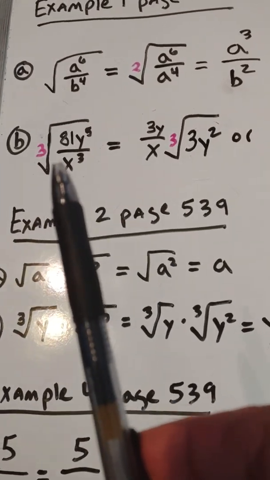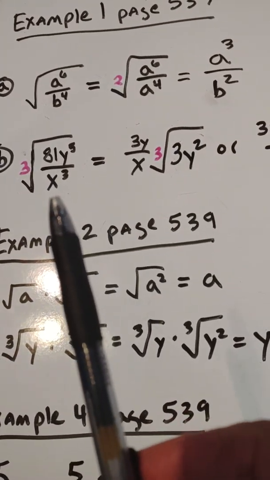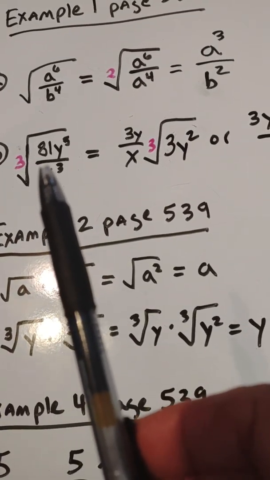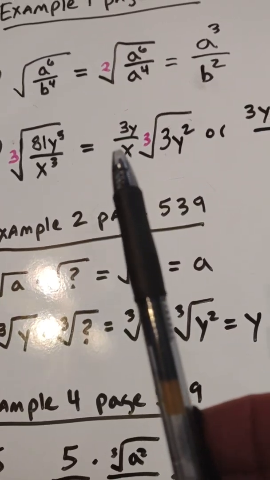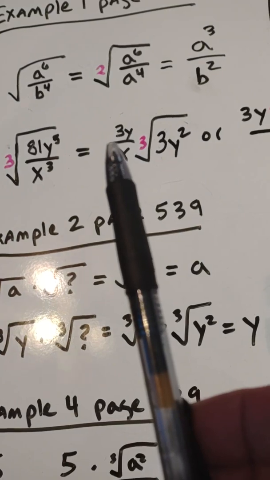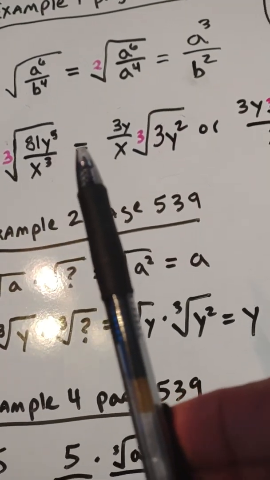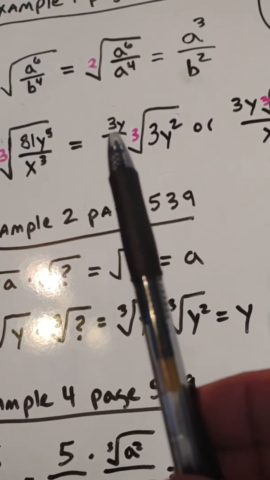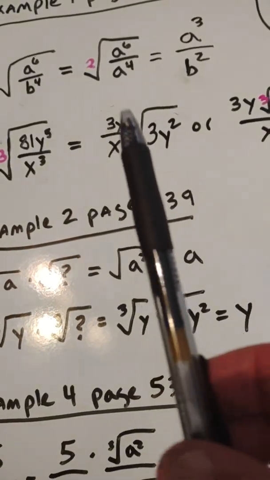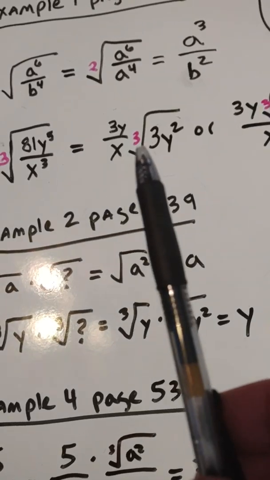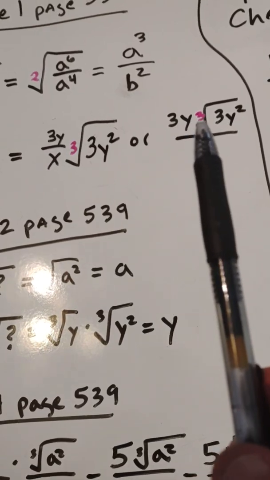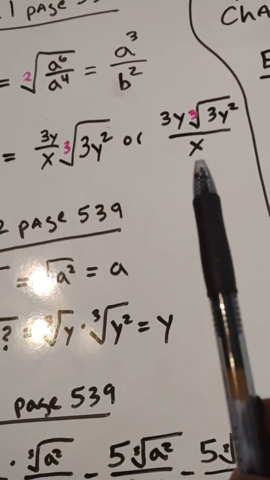This one here, you have cube root of 81y to the 5th, x to the 3rd. So the first thing you got to realize is that 81 breaks down into 27 times 3. Cube root of 27 is 3. Cube root of y to the 3rd is y. Cube root of x to the 3rd is x. So we get 3yx cube root of 3y squared. Or this could be written as 3y cube root of y squared over x.